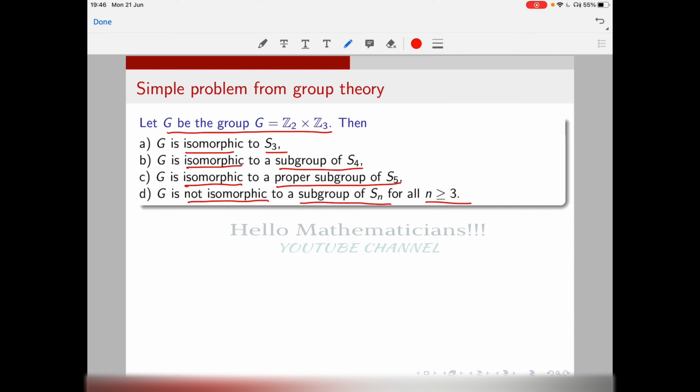Now, you can pause this video here and think about one important result from your group theory course which talks about embedding a group inside a permutation group. Can you think of one such statement? For example, you might have seen a statement like this: every group is isomorphic to a group of permutations. That is called Cayley's theorem. In group theory, Cayley's theorem states that every group is isomorphic to a group of permutations.